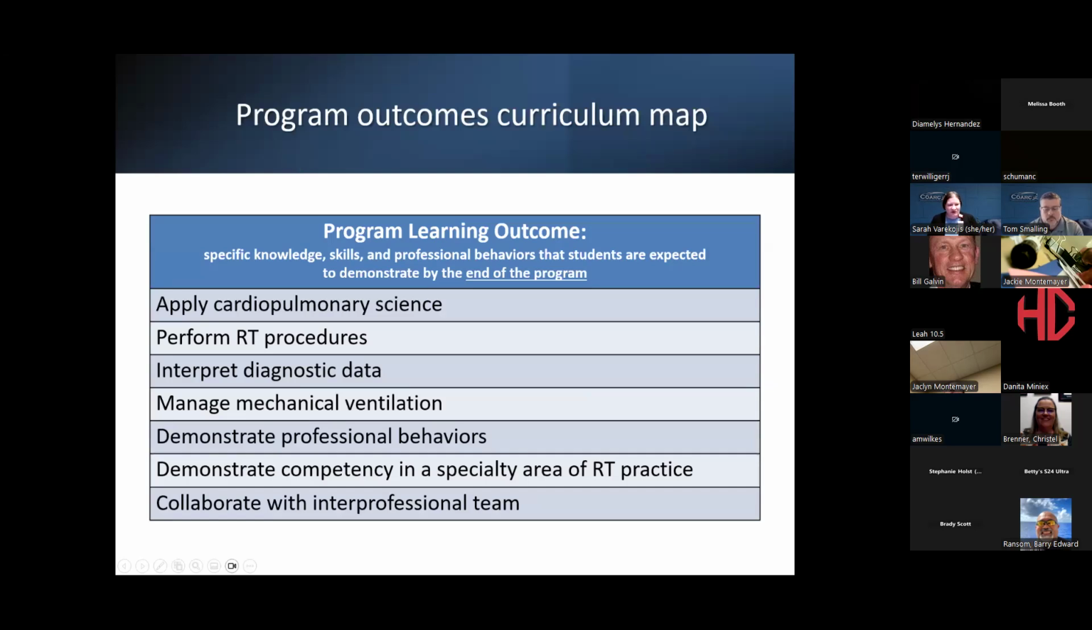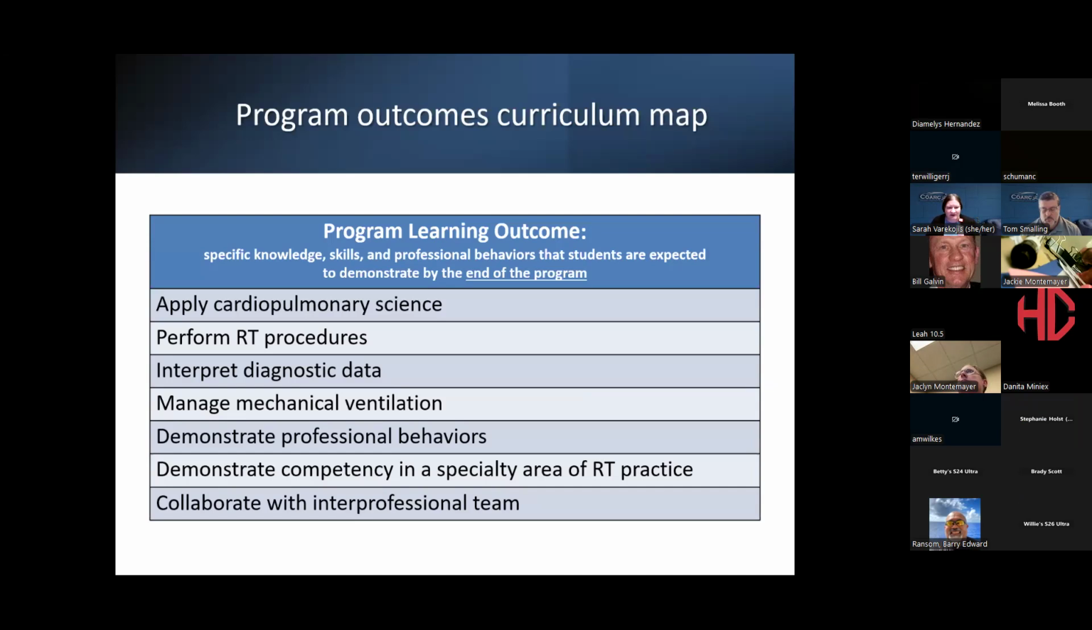So you may choose to organize your curriculum map based on the programmatic outcomes that you have. These are really the specific knowledge, skills, and professional behaviors that students are expected to demonstrate by the end of a program. This is at graduation, right? This is what they should be able to do as graduates. It describes what graduates should know and do. And when you're putting together a curriculum map, it can provide a foundation for your curriculum design, the instruction, and the assessment.